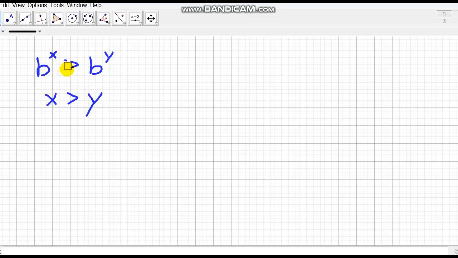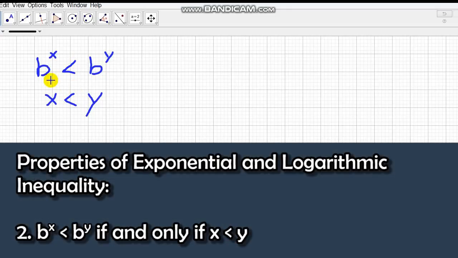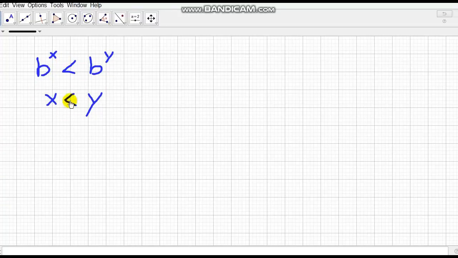That is also true when the symbol is less than, and that's the second property. If b raised to x is less than b raised to y, if and only if x is less than y. So that statement is also true.